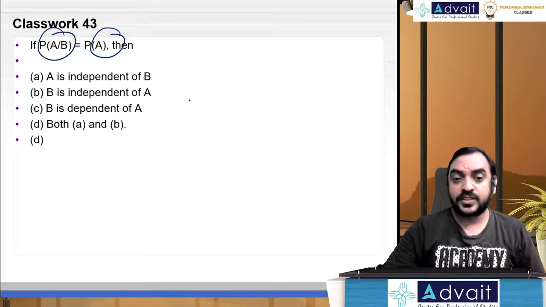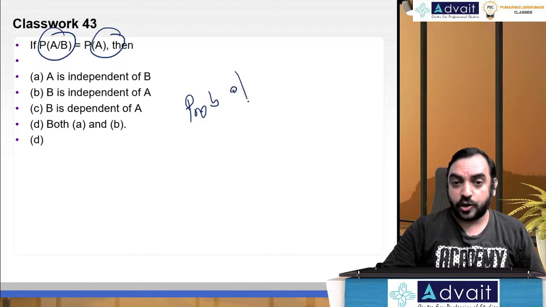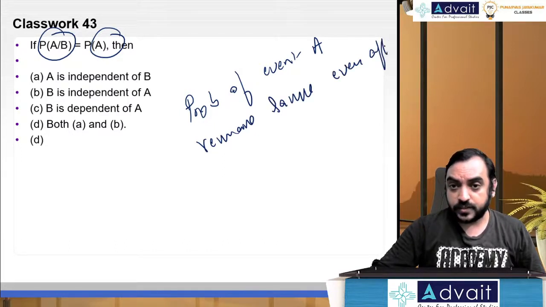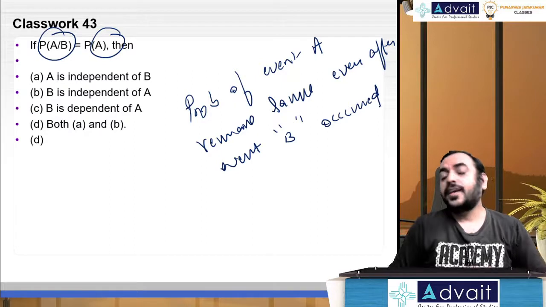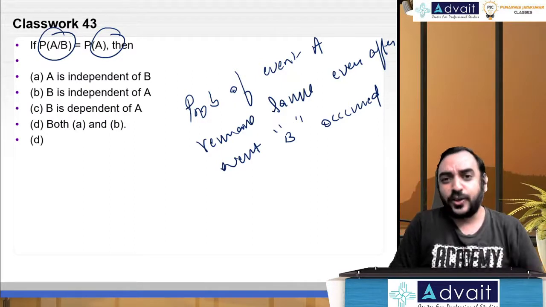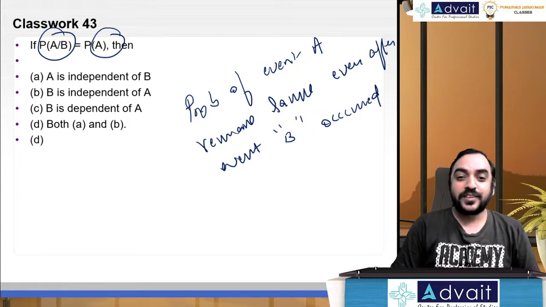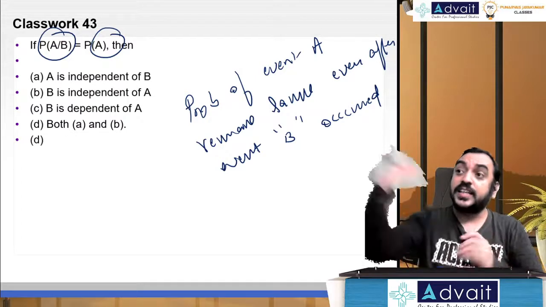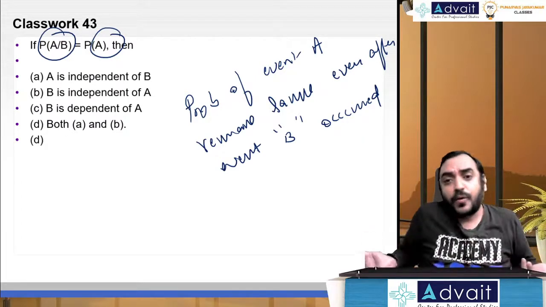If I want, I'll write down a sentence. Probability of event A remains same even after event B occurred. This is like telling this: even if Virat Kohli leaves, RCB will lose. I mean, this is an example I'm telling you. Probability of event A will be same whether the other event happens or not. Our probability does not change.